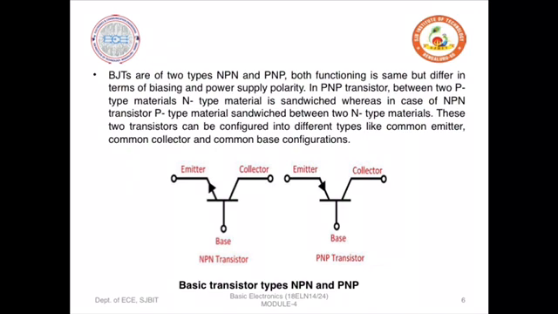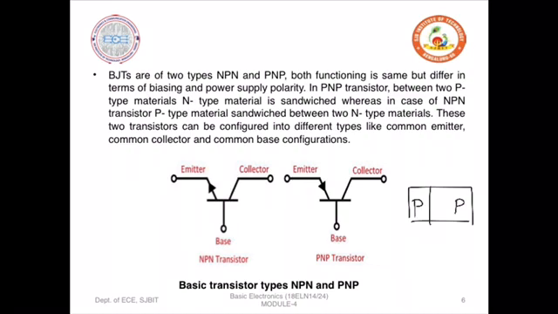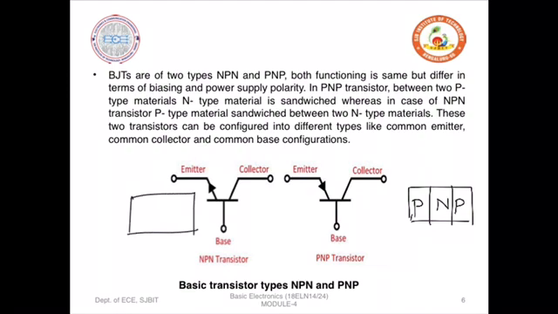If I take a PNP transistor, an n-type material will be sandwiched between two p-type materials. In the NPN transistor, a p-type material will be sandwiched between two n-type materials. And these two transistors can be configured into many types like common emitter, common collector and common base configurations.